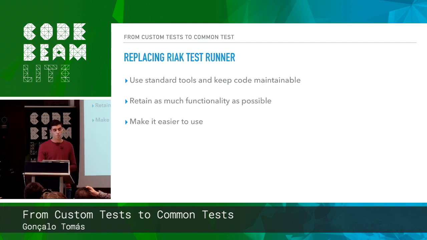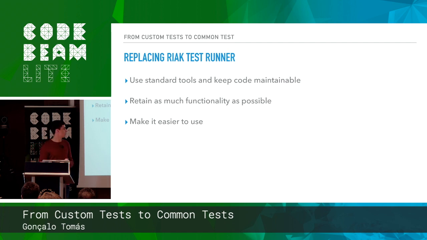So it was actually doable. When we were replacing React Test Runner with something else, we pretty much knew what we wanted to use. We wanted to use common test because it's the standard tool. We need to keep code maintainable. So that was definitely something that we wanted to use. And also Rebar 3, because we think that some of the features that we had before can be replaced by some of the features of Rebar 3. And I'll get into more detail about that in a couple of slides.